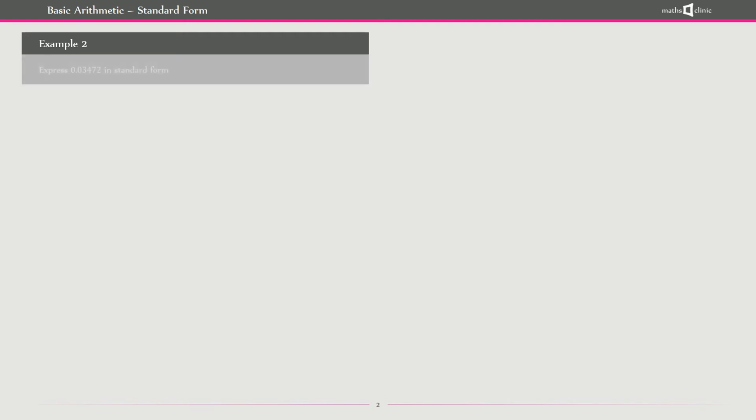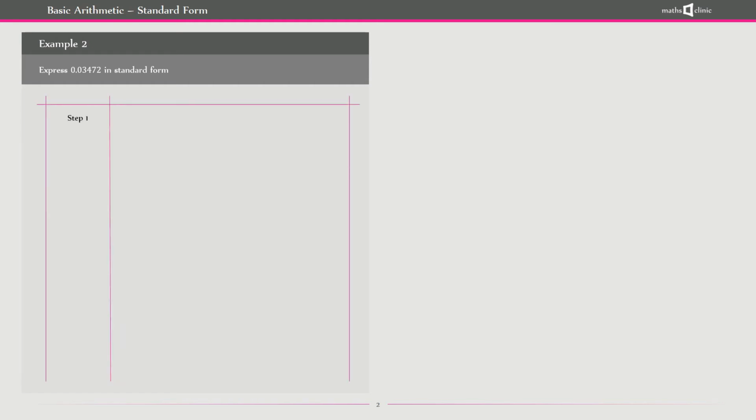Example 2. Now example 2 says express 0.03472 in standard form. Basically, the first thing we do is identify our standard number. So what is our standard number in this case? If we move that decimal point, we'll end up with 3.472. That is our standard number, just a single number before the decimal point.